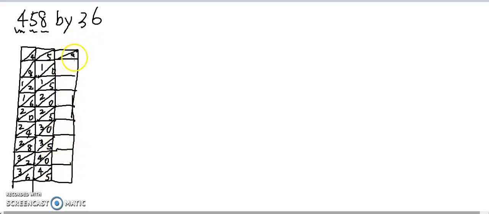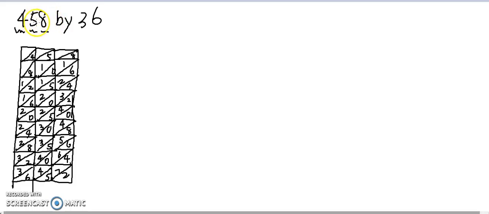For the 8 here, we double 8, you get 16, times 3, times 4, times 5, times 6, times 7, times 8, times 9. Okay, so we finished creating the Napier's rods.